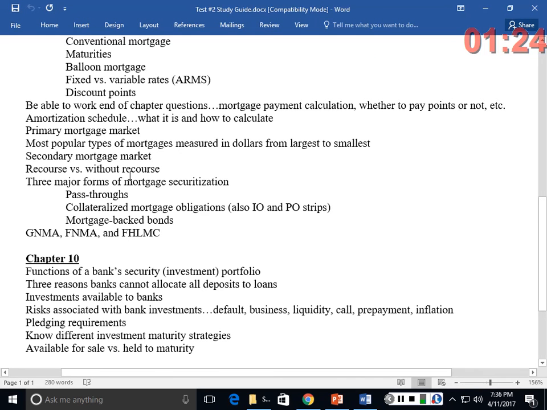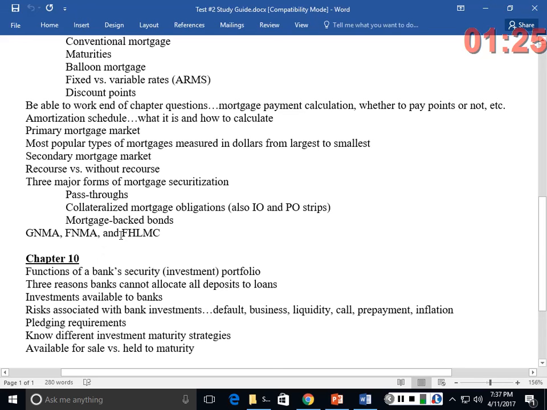And then the 3 major forms of mortgage securitization. So what is a pass-through security? What is a collateralized mortgage obligation? And within that, I talked about interest-only and principal-only strips. Now, this is what I had recorded on Tegrity, so you need to listen to that recording. And then mortgage-backed bonds. And then finally, what do these mean? If you talk about Ginnie Mae, Fannie Mae, or Freddie Mac, what does this mean? For example, this stands for the Government National Mortgage Association. This stands for the Federal National Mortgage Association.